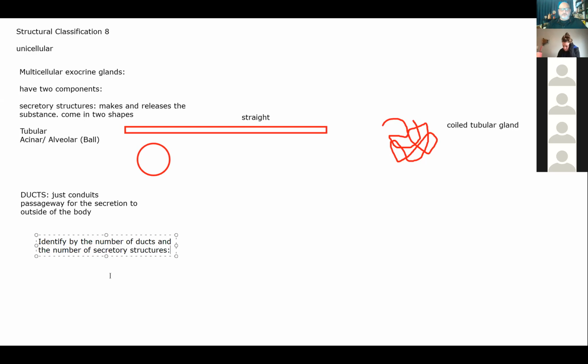So let's make some rules. One secretory structure plus one duct equals a simple gland.